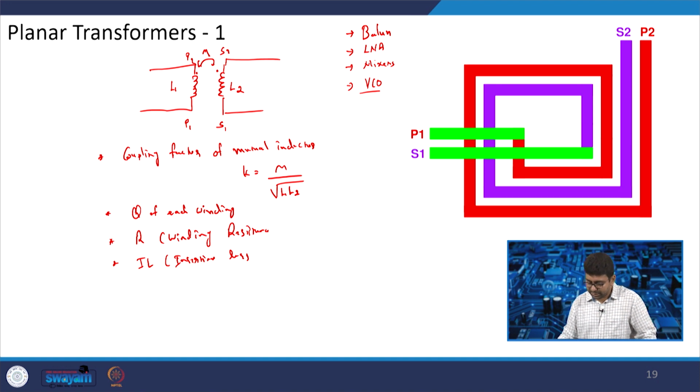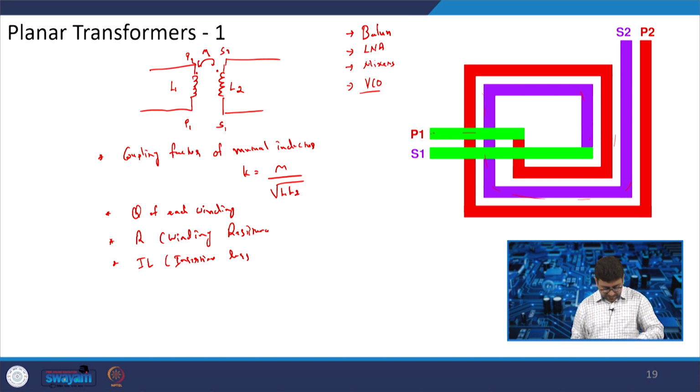Here you can see this is P1, that is the primary. If it is drawn as primary, this green color is used to do the connection. So, this red is the primary coil, and beside it there is a secondary coil, and there is a connection P1 and S1. So, this is the basic spiral structure, that is a planar transformer.